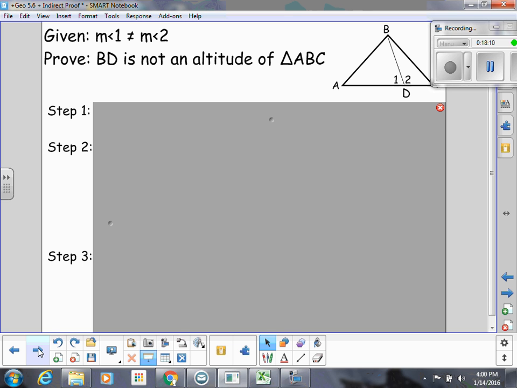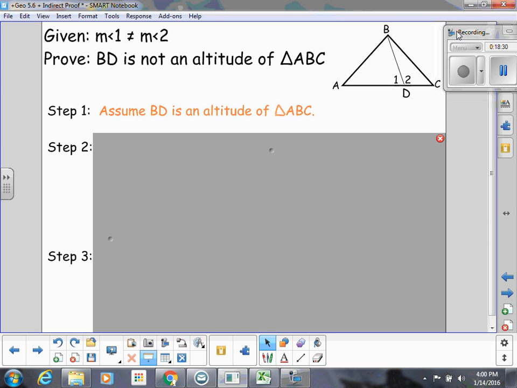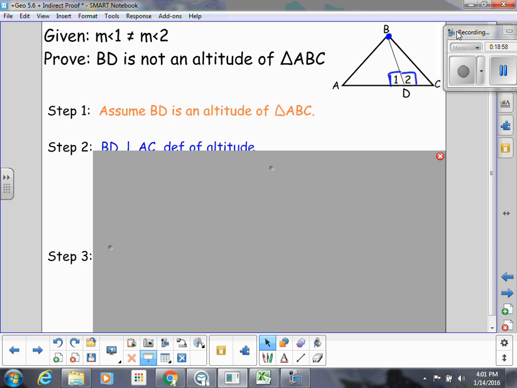All right, so let's try this one. We've got the measure of angle 1 is not equal to the measure of angle 2, and we're trying to prove that BD is not an altitude of triangle ABC. So what do we do? We say the opposite of the proof. We're going to assume that BD is an altitude. If BD is an altitude, then what do we know? Altitudes go from the vertex and are perpendicular to the opposite side. So if that's going to be 90 degrees, then angle 2, which is a linear pair with angle 1, also has to be a right angle. And all right angles are congruent, so that means the measure of angle 1 equals the measure of angle 2. Oh, there's our contradiction.